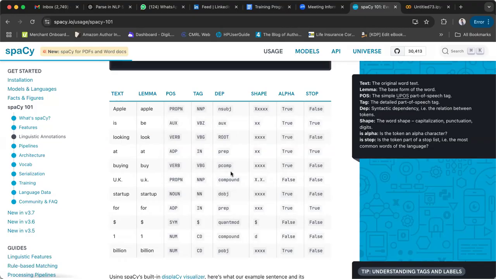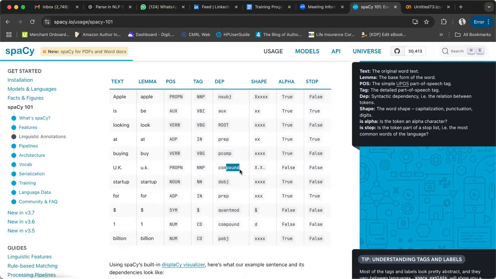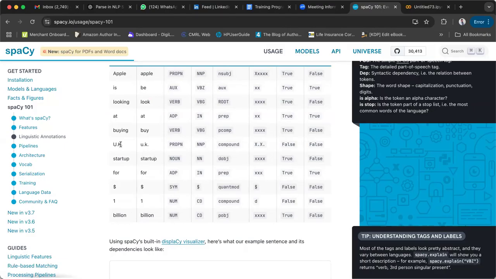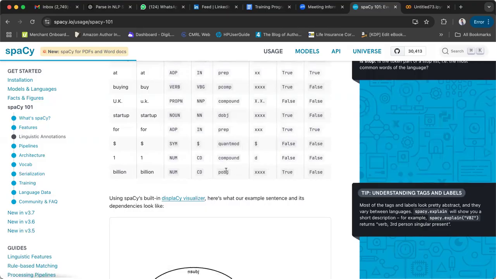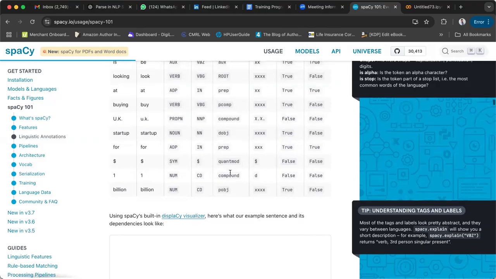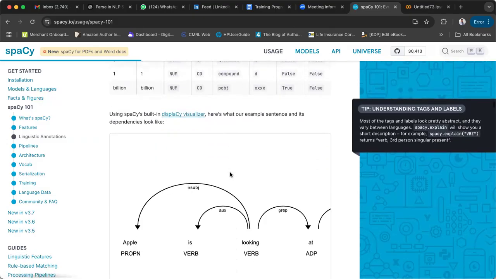Buying, right? UK is a compound label. It's a combined word. Startup is a direct object. There is no other root or something. And for is again a preposition. Dollar is a quantity. It's a numeric calculation. And one is a digit, and billion is again an object. Okay, so this is how it works.